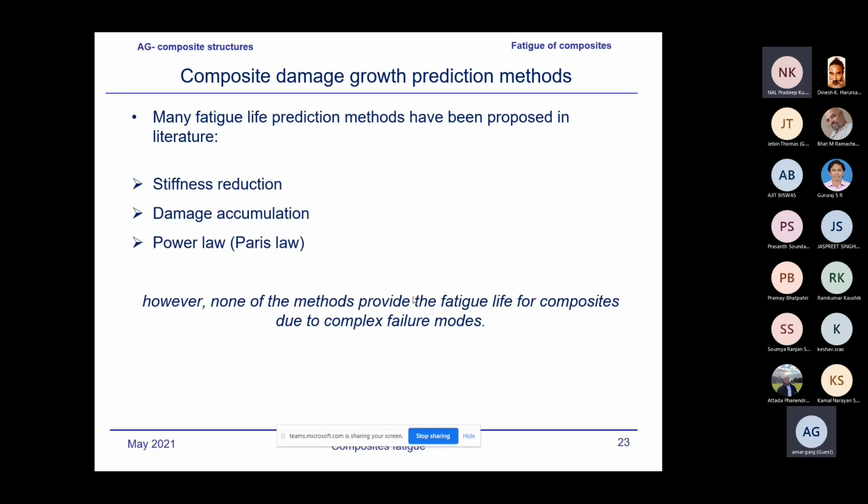Damage growth in composites is very difficult, as I've always emphasized, to predict. That's why there's no reliable method, although hundreds of people have tried to put forward various models using stiffness reduction, damage accumulation, using a power law, Paris law, which may work only for delamination. None of the methods provide the fatigue life for composites due to complex failure modes.